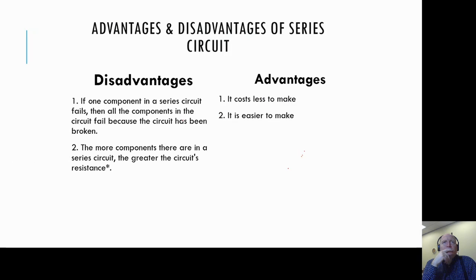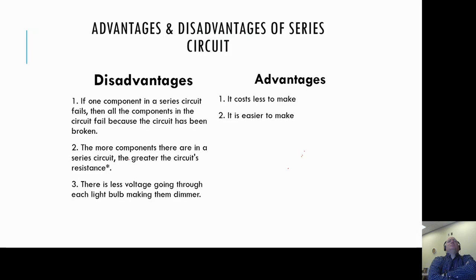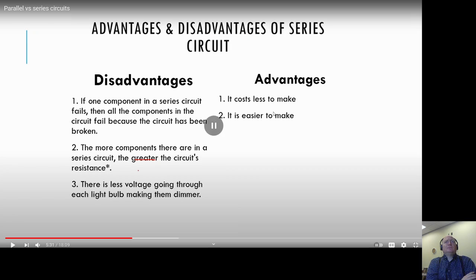All right, advantages. The more components there are, the greater. Cool. I like this. Sorry, this one just really caught my eye. Advantages, disadvantages of series circuit. Cost less to make. Oh, because there's less wires. Got it. Easier to make, no question. But man, you wouldn't want your Christmas tree or holiday lights to use series circuits. That's for sure. Because, as I say, yep, number one, and of course number three. Yep.